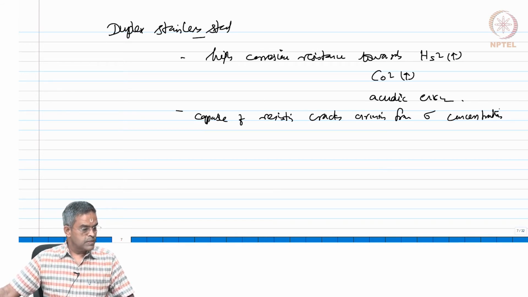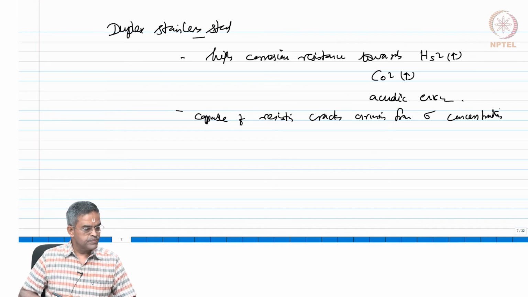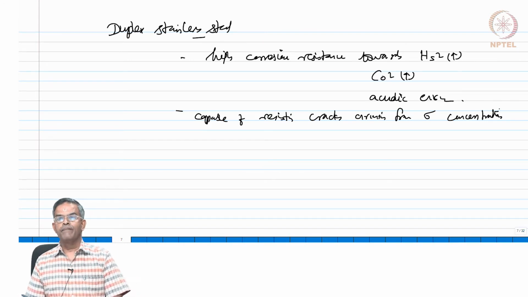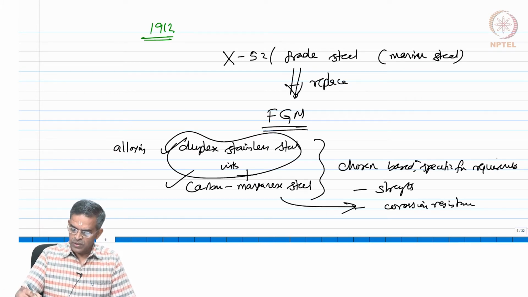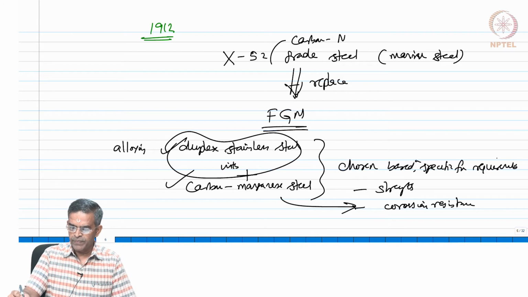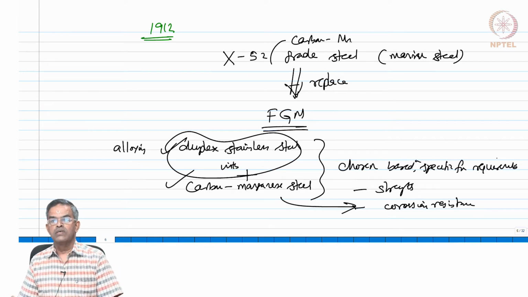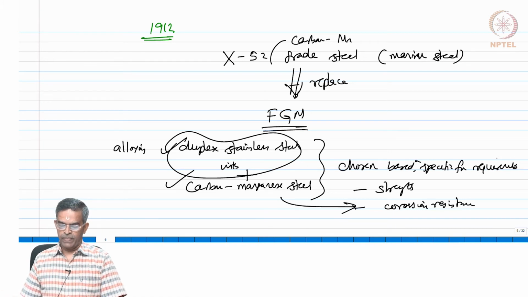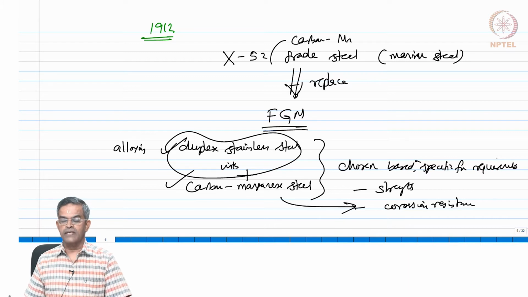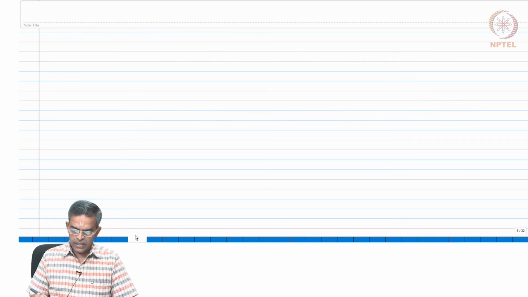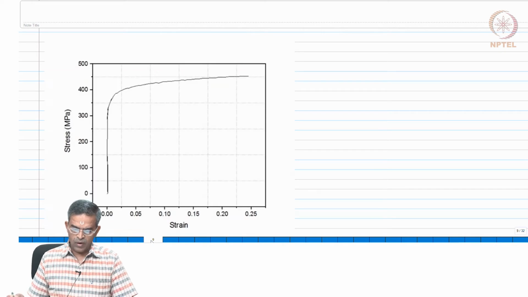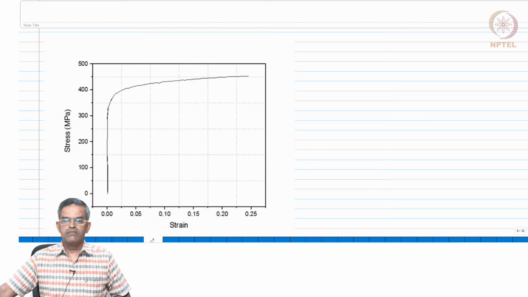Okay. Now, we want to add this material with carbon manganese steel, which is X52. So, X52 is a carbon manganese steel which is currently used as marine steel in risers. So, we want to add this the duplex stainless steel and see what happens. Okay. Let us quickly see the stress strain curve of the materials we are discussing now.